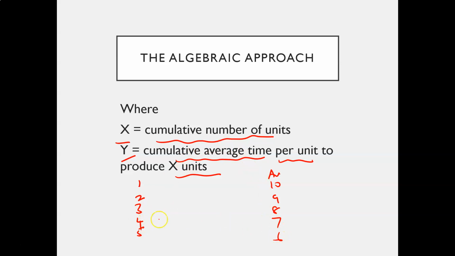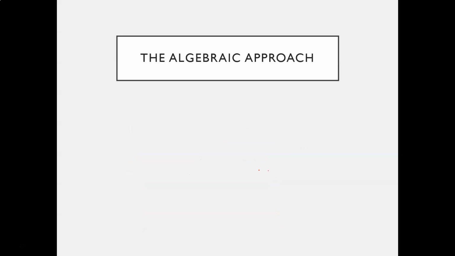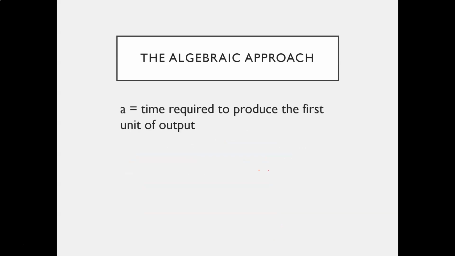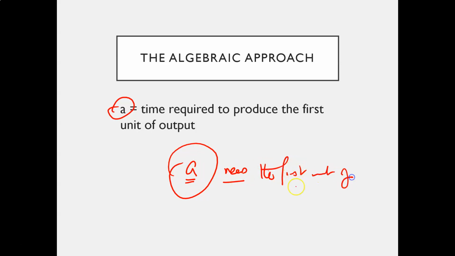So it's not about the total. I'm still going to have to work out the total. If I want the total, I'll have to multiply these two together. This relationship is very much about averages. And A is the time that we need to produce the first unit of output. You will always get given the time it takes to produce the first unit, because otherwise you can't complete the equation.